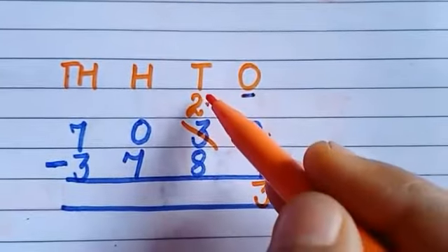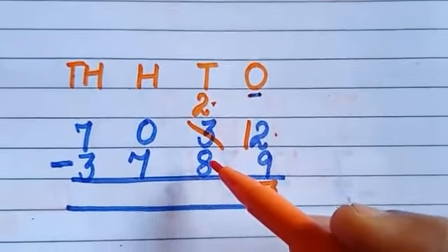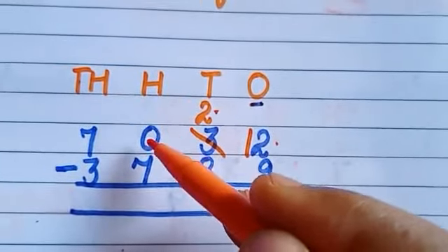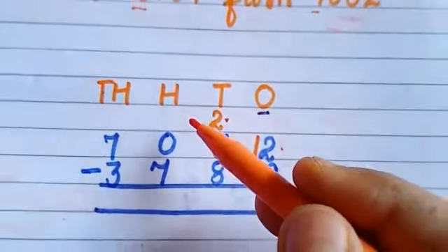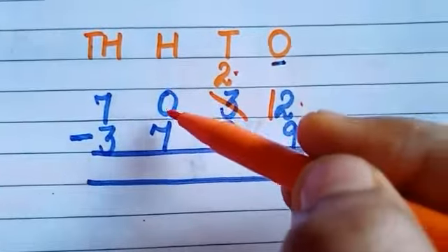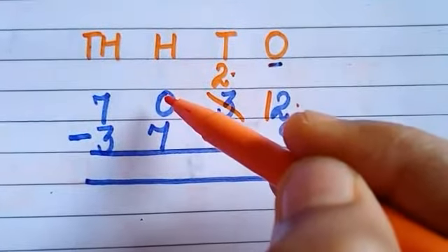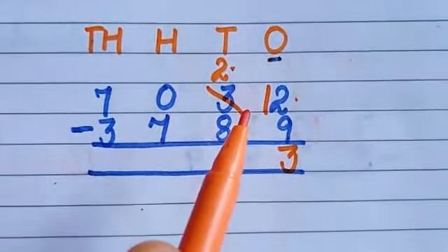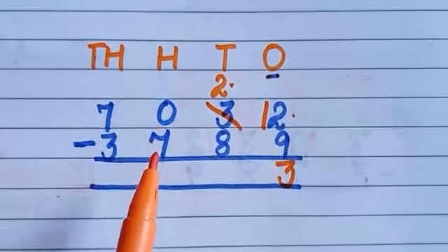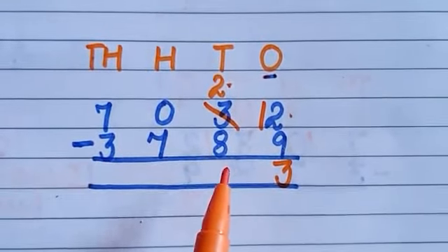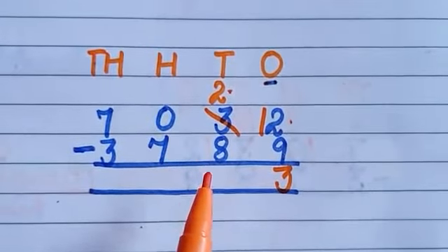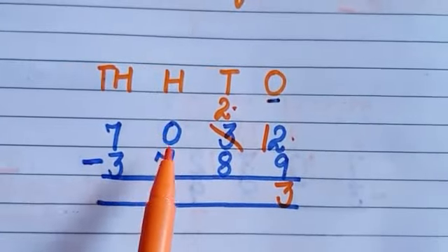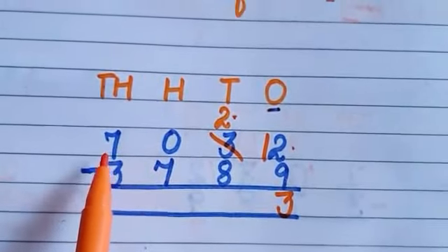2 cannot subtract 8. So we will have to borrow from the neighbor. The neighbor is 0 in the hundreds place. So it has nothing to give because 0 means nothing. And when you have nothing, you cannot give it to me. If I ask you for something and you don't have it, what will you do? In this situation, we will take the help of 7.